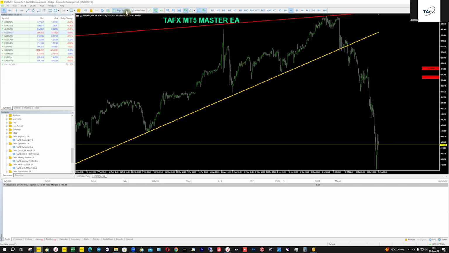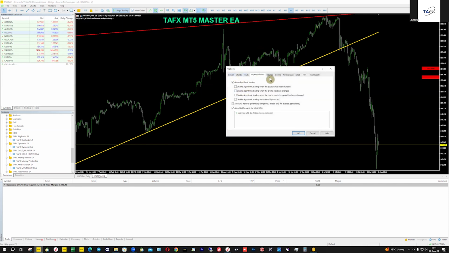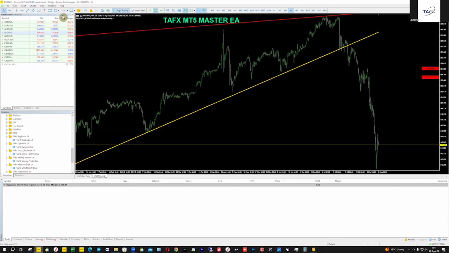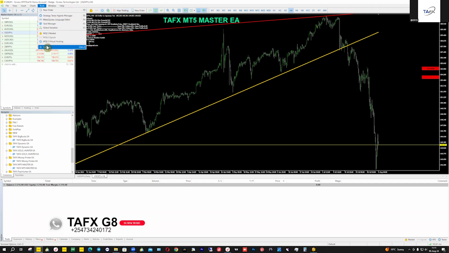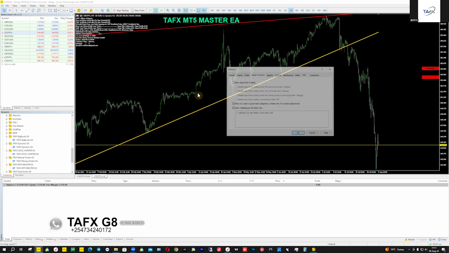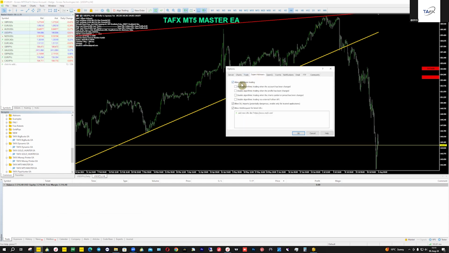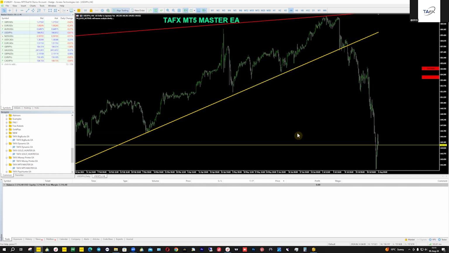Then again, you activate auto trade by going to tools, options, because some people just click here. No, that's not enough, my friend. Make sure you go to the Expert Advisors tab and allow algo trading in these 2 boxes. Then you are good to go, so that it cannot miss any opportunity.